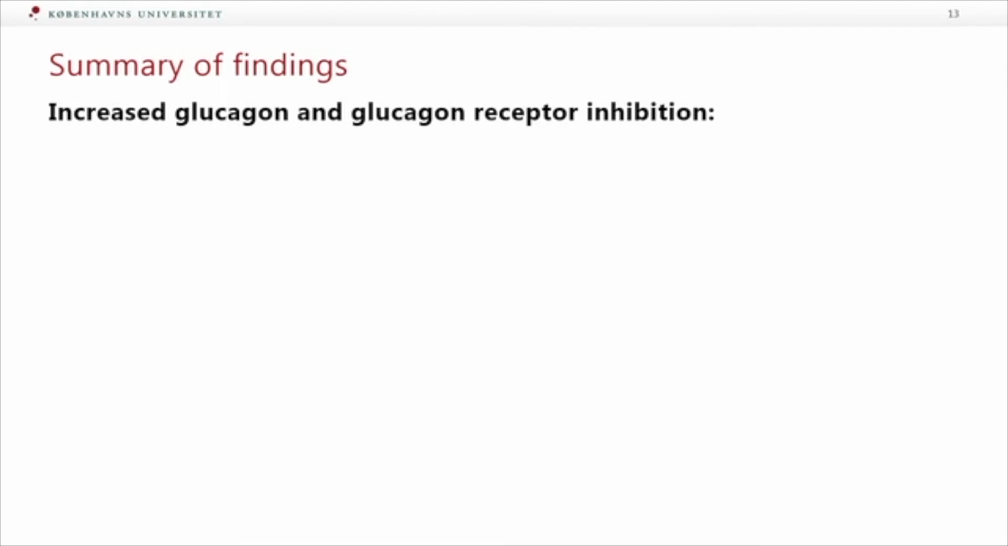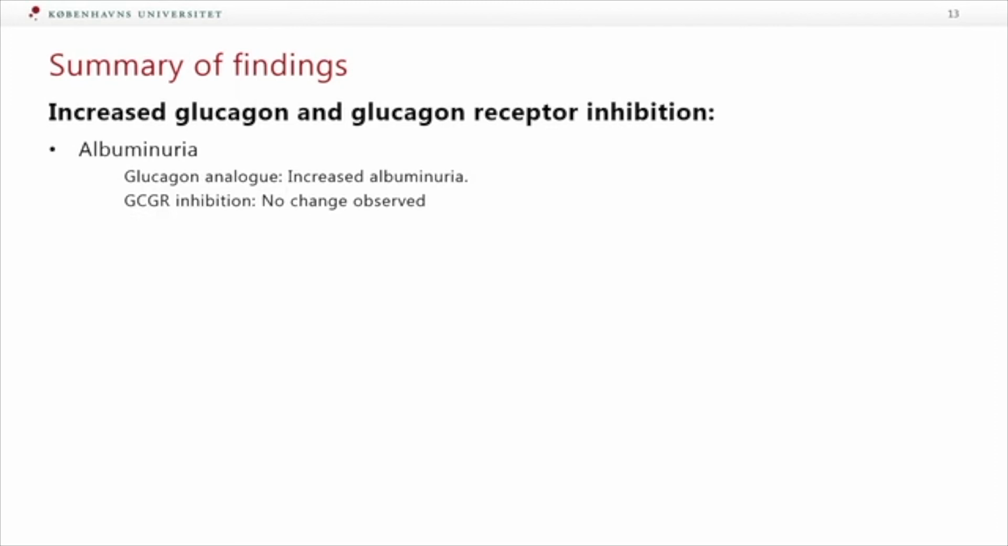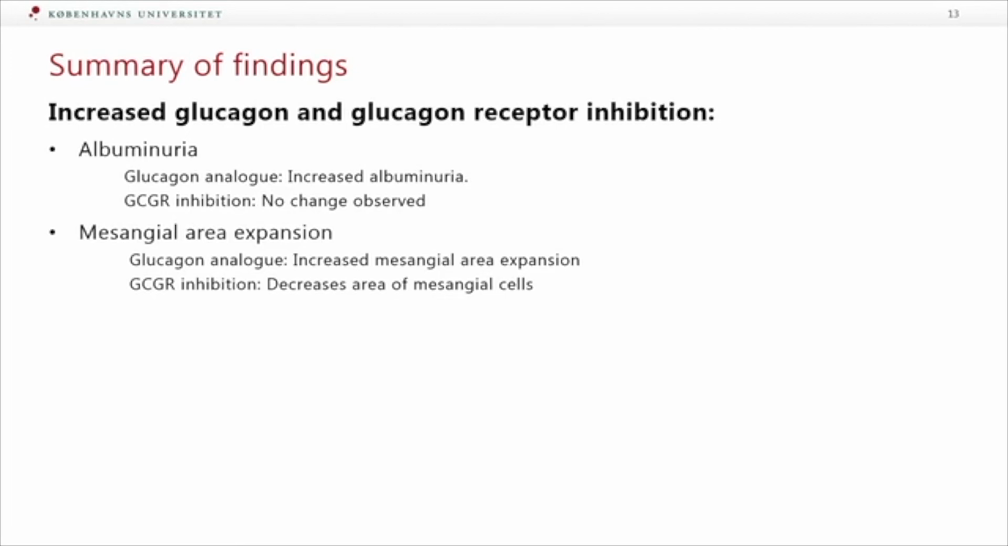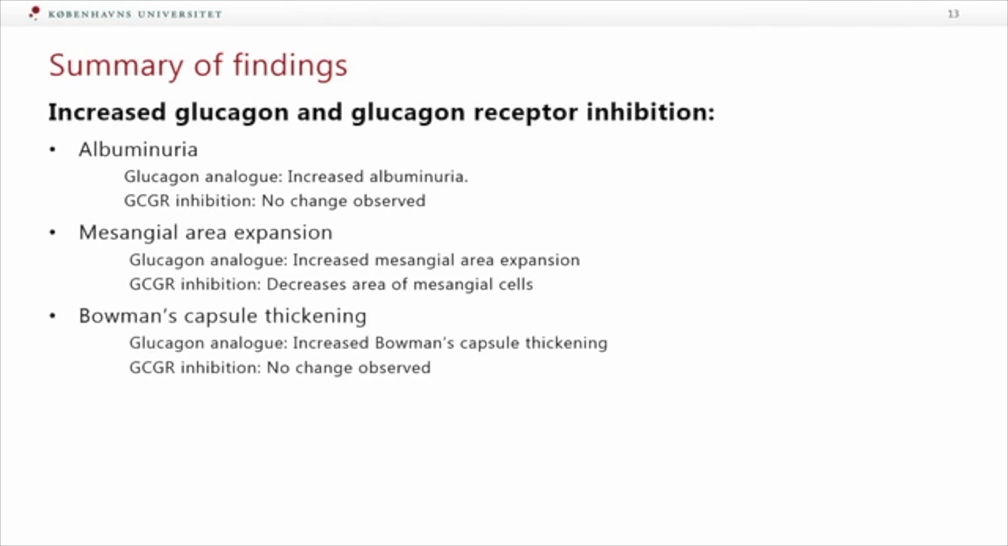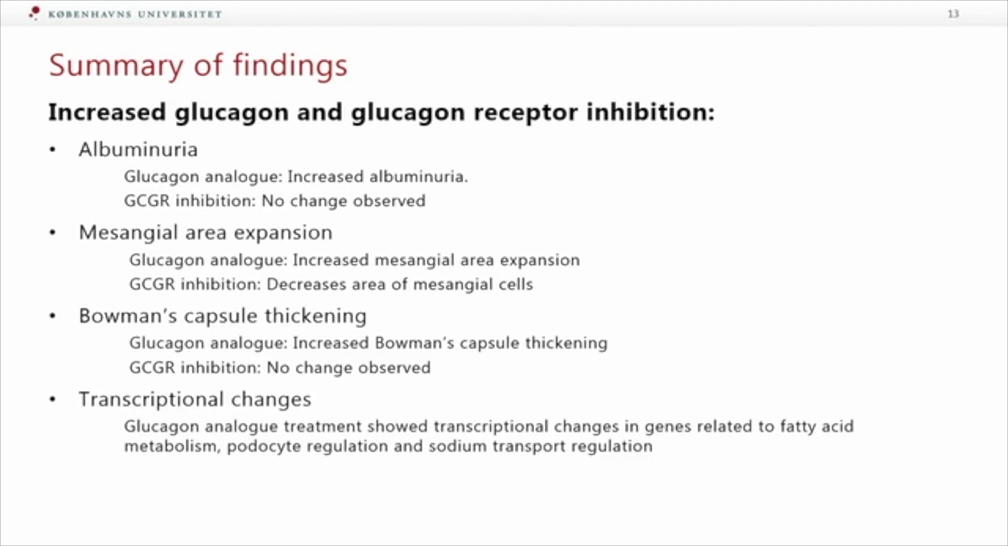So to summarize some of my findings, when the mice received the glucagon analog, they had an increase in albuminuria. And they also had an increase in mesangial area expansion, whereas the opposite was observed in the mice having the receptor blocked. And we also observed the Bowman capsule thickening in the mice receiving the analog. And of transcriptional changes, the glucagon analog-treated mice showed transcriptional changes in the genes related to fatty acid metabolism, podocyte regulation, and sodium transport regulation.